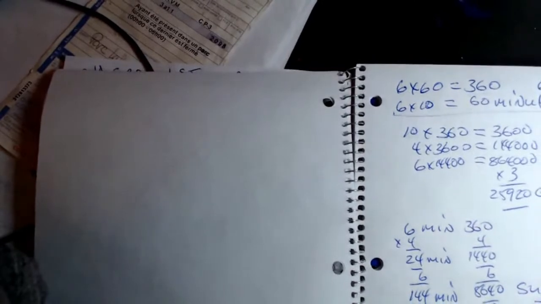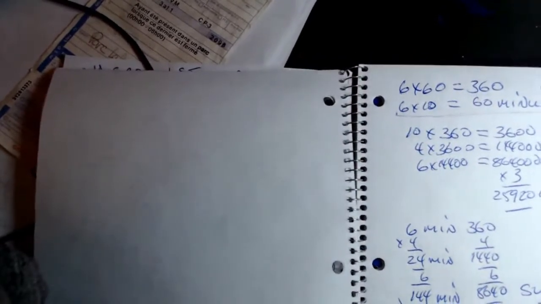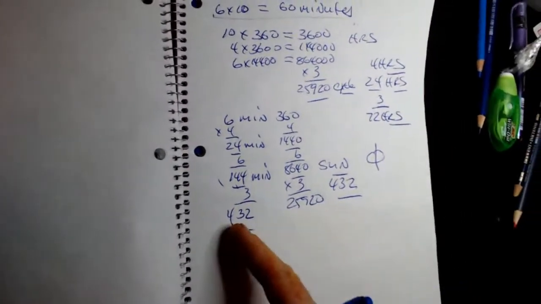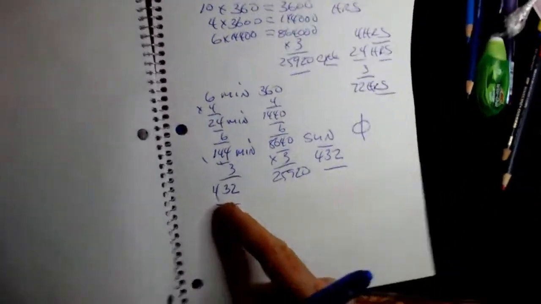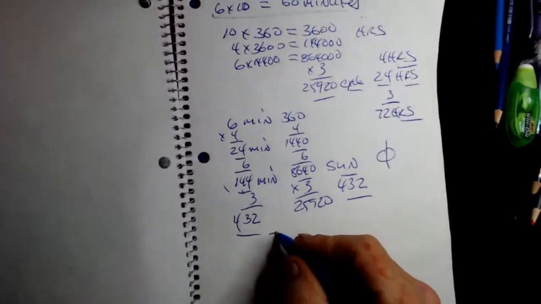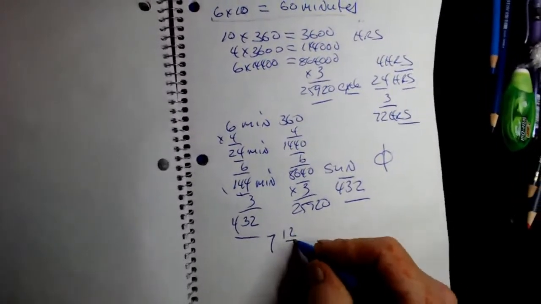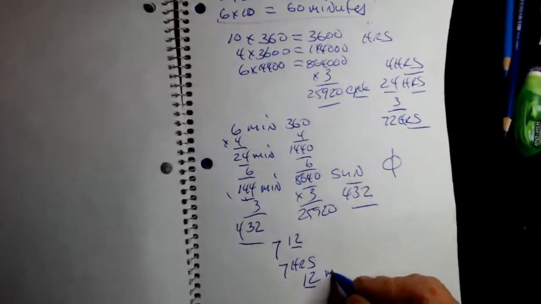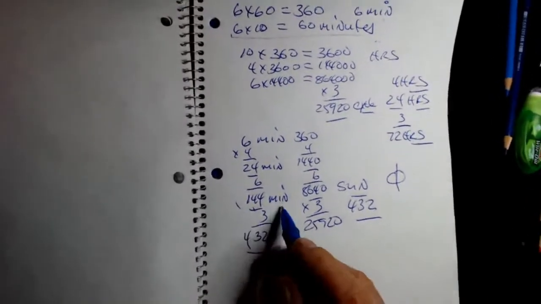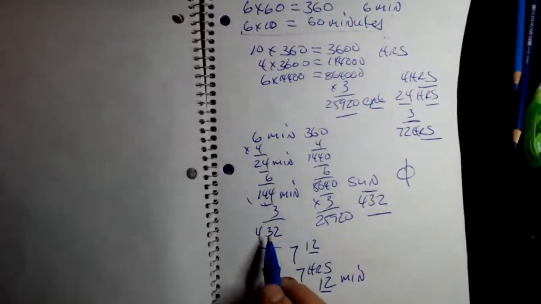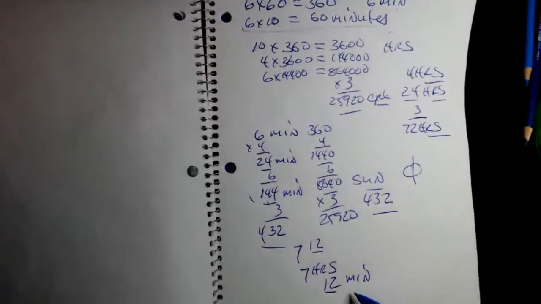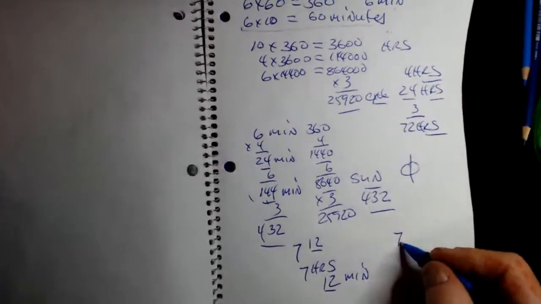So you multiply it times 3, and you end up with the 432 vibration, or 432 minutes, which is 7 hours and 12 minutes. Did I get that right? 144 minutes, we have to multiply it by 3, which gives me 7 hours, 12 minutes. 7, 1, 2.